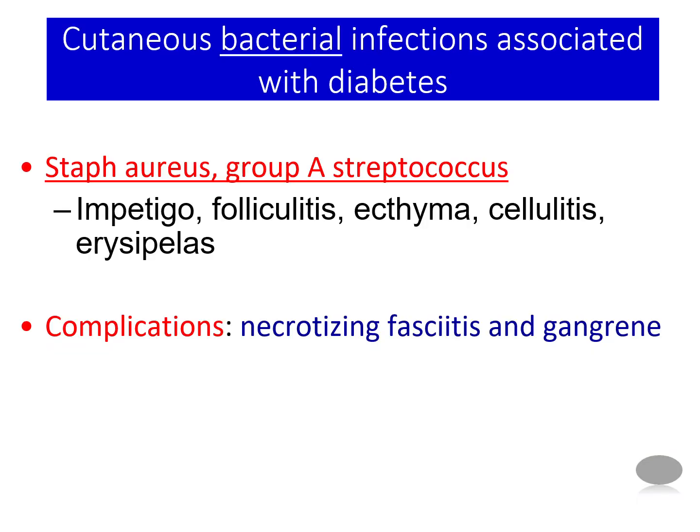Now, bacterial infections also are more common in diabetic patients. These could be just regular bacteria like Staph aureus, group A strep, causing all the types of infections, so superficial, impetigo, or folliculitis, cellulitis, etc. And in diabetics, they are much more prone to develop complications from these bacterial infections, like necrotizing fasciitis and gangrene. So one really has to be very aggressive in managing these patients.